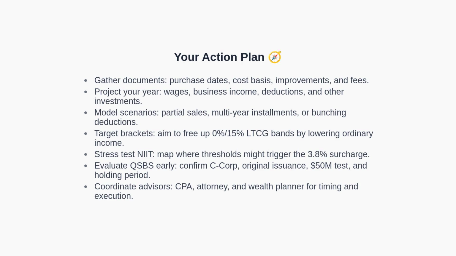Next, execute a clear action plan. Gather documents including purchase dates, cost basis, improvements, and transaction fees. Project your annual income, including wages, business income, deductions, and other investments. Then model scenarios such as partial sales, installment schedules, or bunching deductions. Aim to free up 0 or 15% long-term capital gains bands by strategically lowering ordinary income.